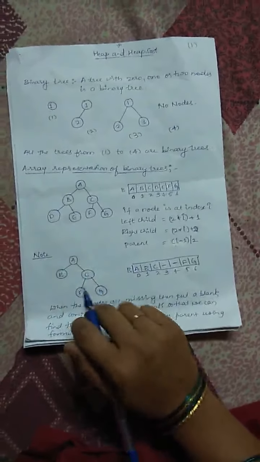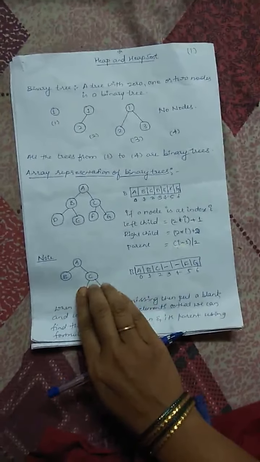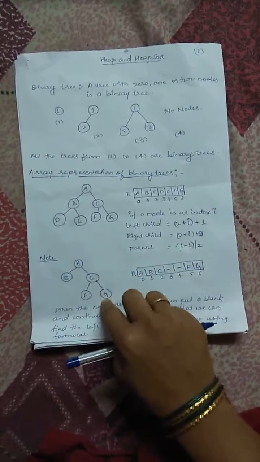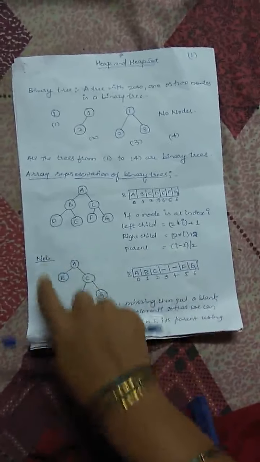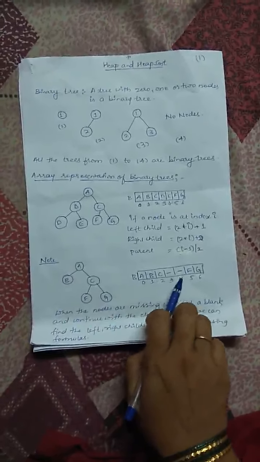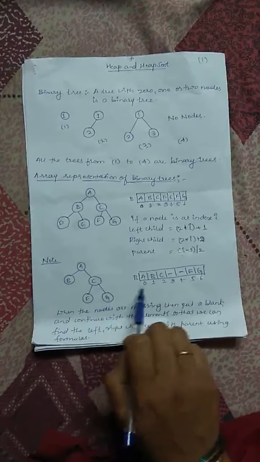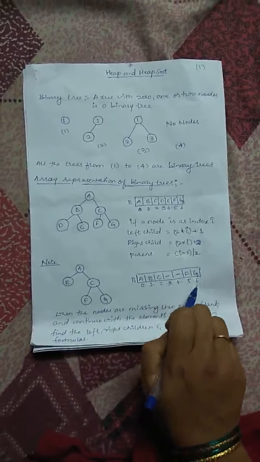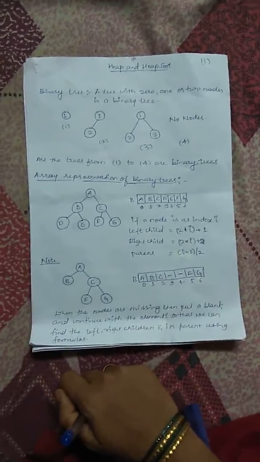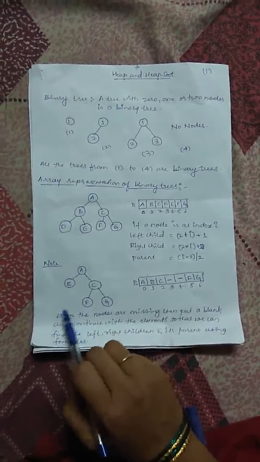Now consider this tree. This is also a binary tree, is it not? In the first level we have 2 nodes, and in the second level also we have 2 nodes. But how can the array representation be done here? If I simply write A B C F G continuously, these formulas do not work on such a representation. Why does it not work? See here, B does not have any child.